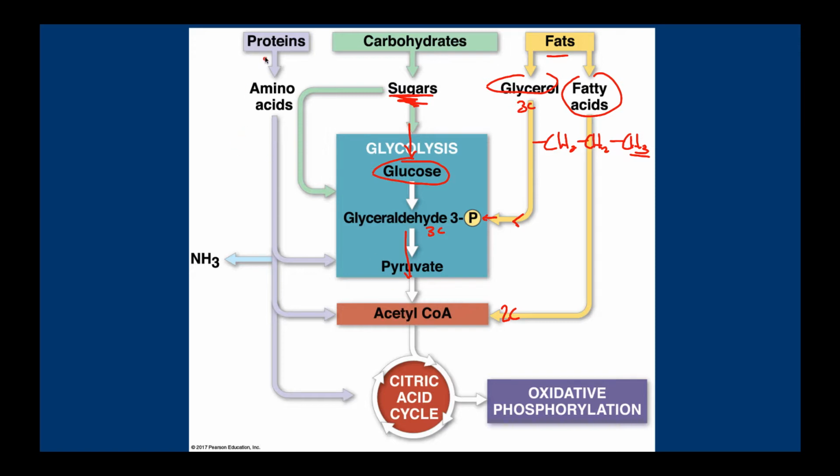Okay, and proteins can also be broken down into amino acids, and amino acids can enter at various points of the cycle. And one of the things that has to occur before any of those amino acids enter into the cellular respiratory pathway is that they remove the amino portion of the amino acid. So that's our NH3 grouping, and that is a process called deamination.